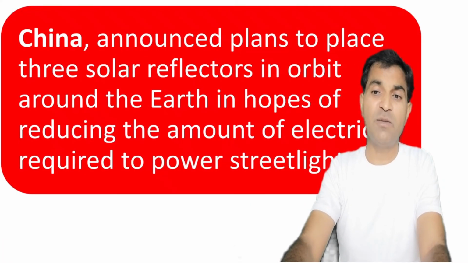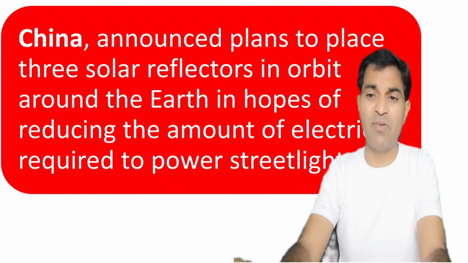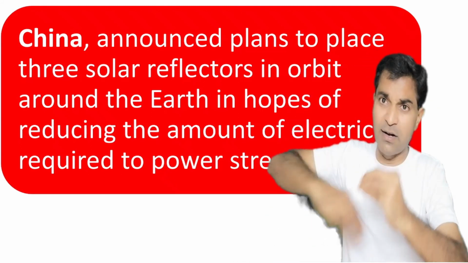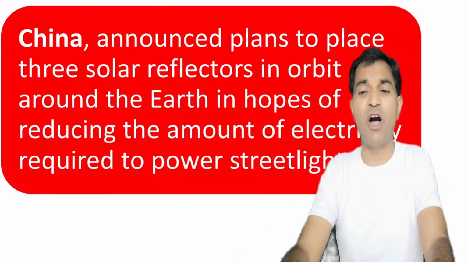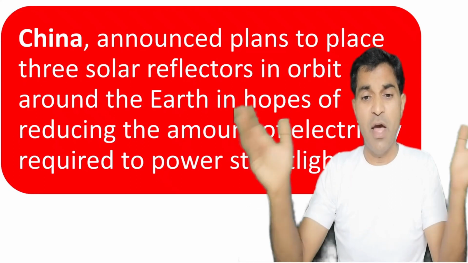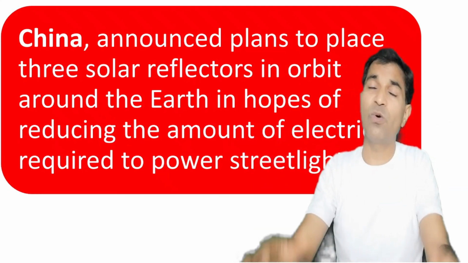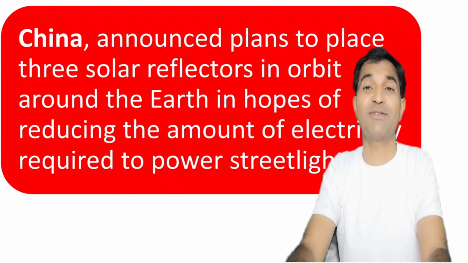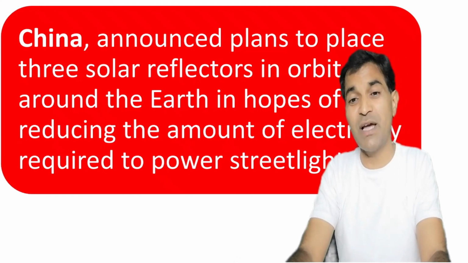China announced plans to place 3 solar reflectors in orbit around the Earth in hopes of reducing the amount of electricity required to power street lights. लोगों क्या क्या सोचते हैं, जरा सोचिए आप. चाइना ने क्या सोचा कि भैया ऊपर पृथ्वी के चारों ओर हम 3 बड़े बड़े मिरर लगा देते हैं, और उस मिरर से सन की जो रेज हैं, उस रेज को हम अपने सिटी में रिफ्लेक्ट कराते हैं, ताकि हमारे जो मतलब कि स्ट्रीट लाइट्स हैं उसको ना जलाना पड़े.